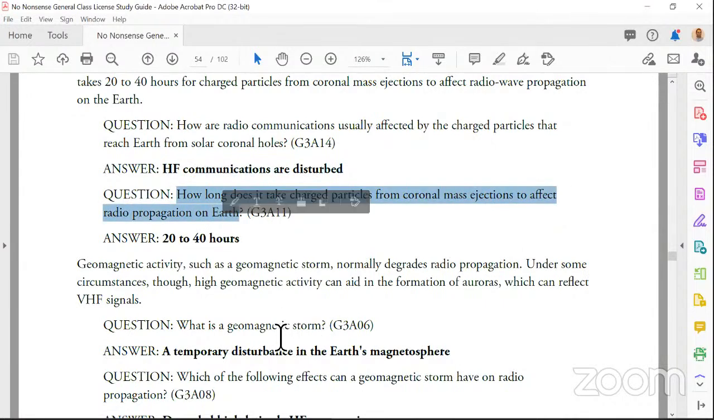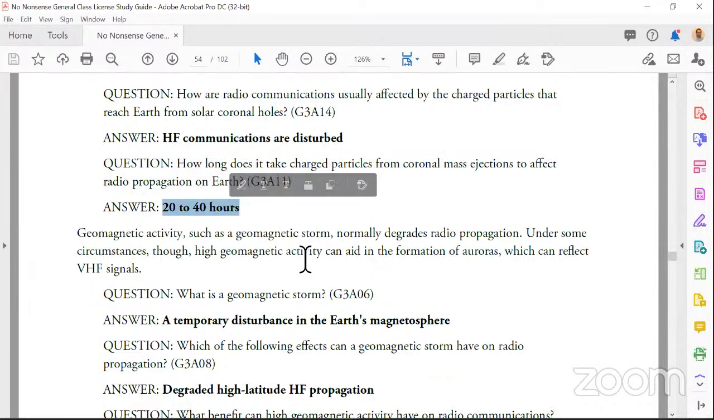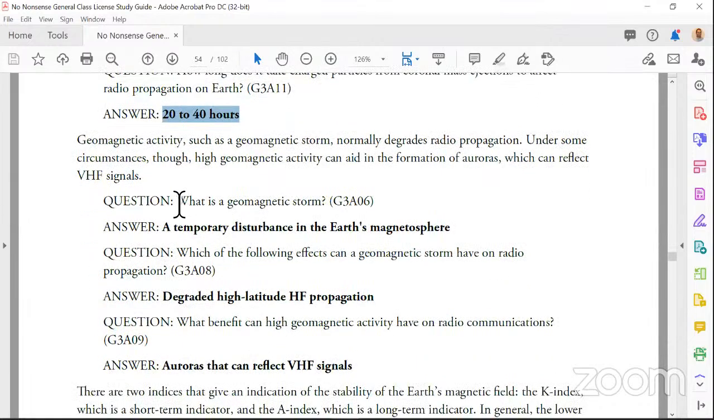Next, how long does it take charged particles from coronal mass ejections, or CMEs, to affect radio propagation on Earth? So remember, those charged particles are not traveling at the speed of light, like the X-rays and the UVs that took 8 minutes. They are traveling much more slowly, and as we learned in our last session, those charged particles take anywhere between 20 hours to 40 hours to arrive from the sun to the Earth. So those are the CMEs, or coronal mass ejections, or coronal holes. Those charged particles take that long to traverse space to get to the Earth from the sun.